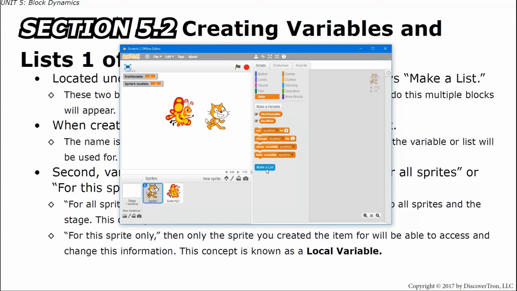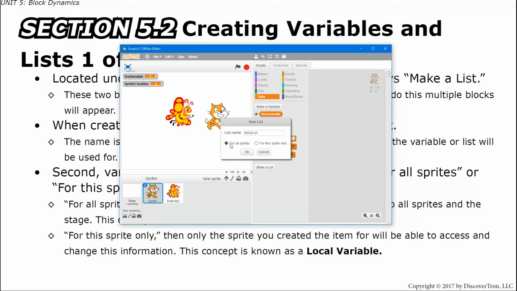Now let's go and make a list. So we click on List, and again, a list is essentially a fancy variable, except lists can store multiple pieces of information, whereas a variable can only store one piece of information. So let's go ahead and make a list for all sprites, and we'll use the name Fancy List.